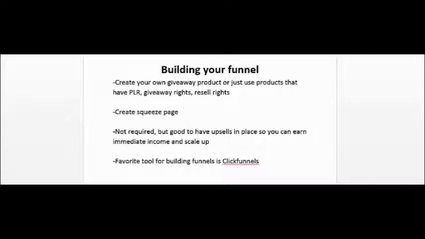Okay, so what you need to do first is you could either create your own product that you could bribe people for their email addresses, or you can just use products that have private label rights or PLR or giveaway rights or resale rights. And you could do a quick Google search for these types of products. There's even membership sites and other websites that specialize in offering these products. So it's not too hard to find these products, okay?